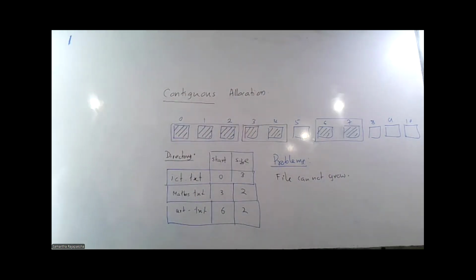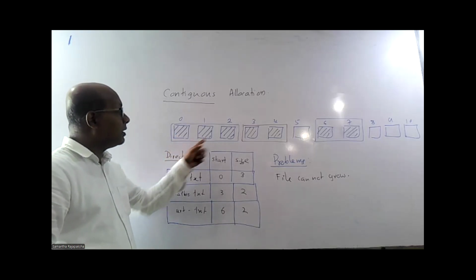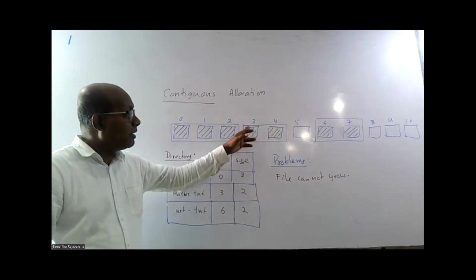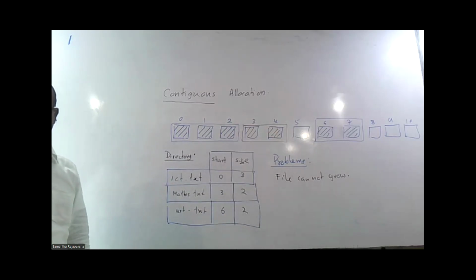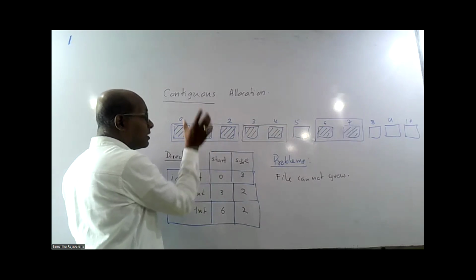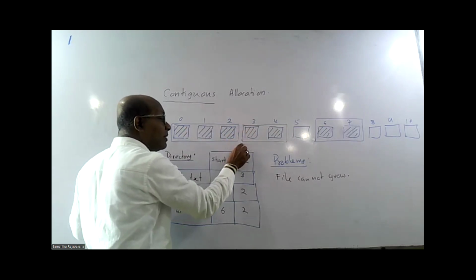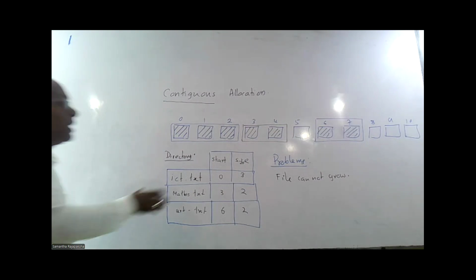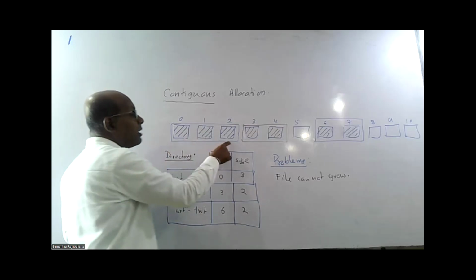That means some file needs to be extended. Now, if you take the first file, our first file has blocks 0, 1, 2. If the first file needs another block, you can't allocate because the third one is taken by another file. Therefore, file cannot grow. You can't extend the file size. It is a major problem.